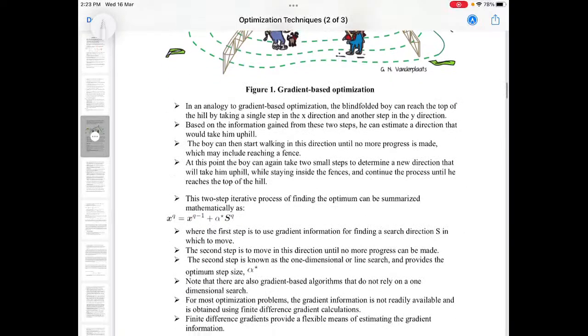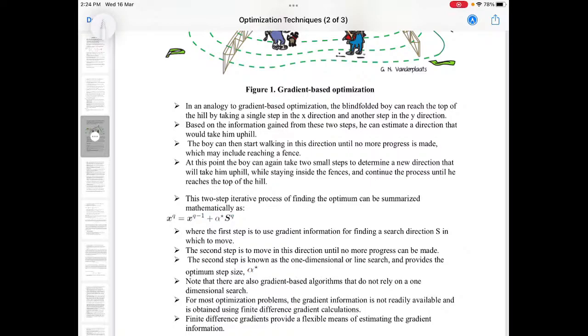So this two-step iterative process of finding the optimum can be summarized mathematically as x raised to q equal to x raised to q minus 1 plus alpha star or alpha asterisk s raised to q. So how can we represent this mathematically? We can mathematically represent this two-step iterative process where the boy is climbing the hill as x raised to q equal to x raised to q minus 1 plus alpha asterisk s raised to q.